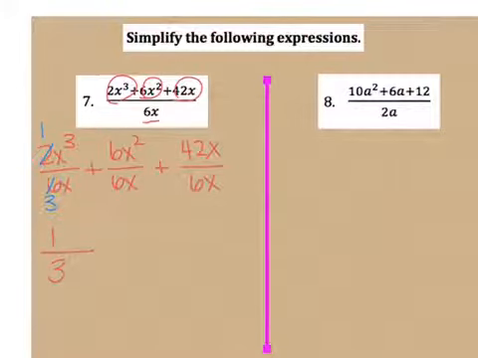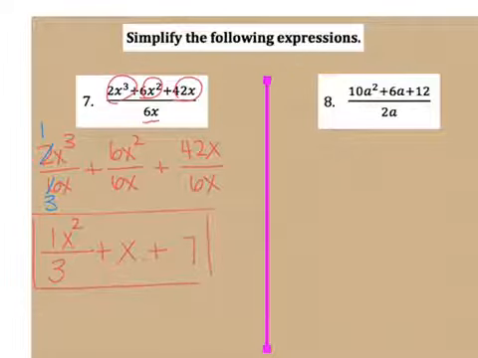Now I have x to the third divided by x. That's going to give me an x squared, and it's going to be on top because the bigger number of them is on top. Plus 6 divided by 6 is going to give me 1. X squared divided by x, subtract those powers, I'm going to have 1 left. 42 divided by 6 is going to give me 7. X divided by x, those cancel out, so I don't have any left. So this is my final answer, and I'm good.